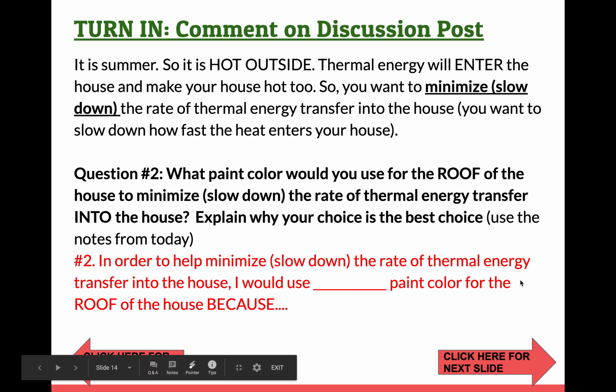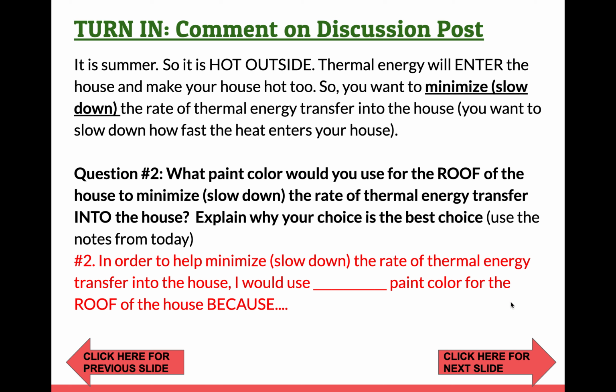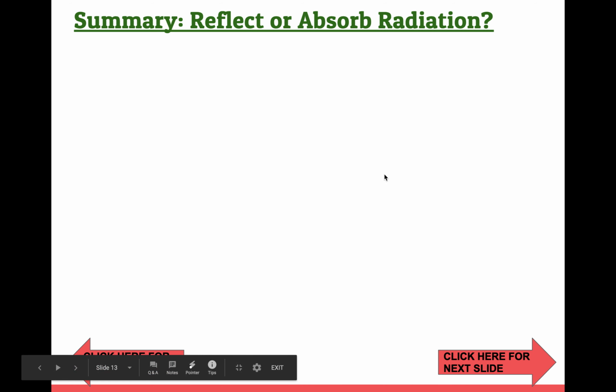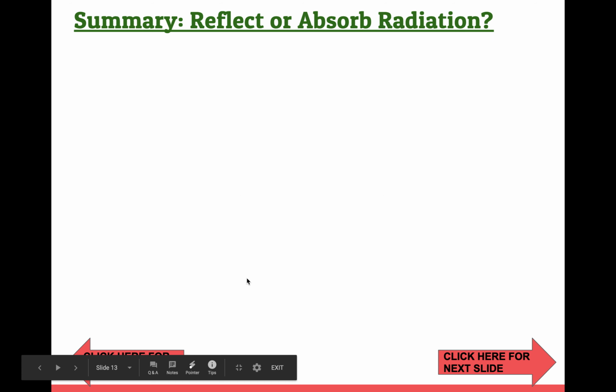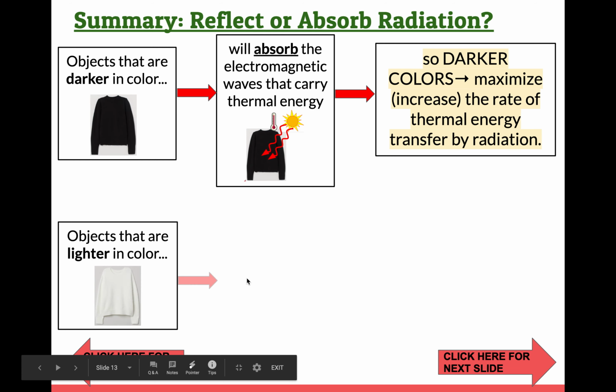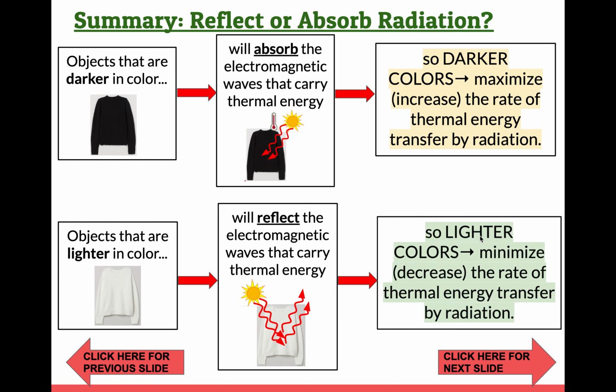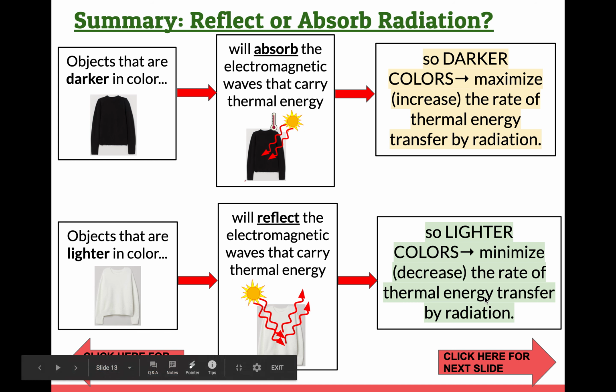The question for today is, what paint color would you use for the roof of your house to minimize? You want to slow down the rate of thermal energy transfer into the house. So again, if you want to minimize the rate of thermal energy transfer, what paint color would you use? Well, if you use darker colors, you're going to maximize the thermal energy transfer. So if you want to minimize the rate of thermal energy transfer, you want to use lighter colors.